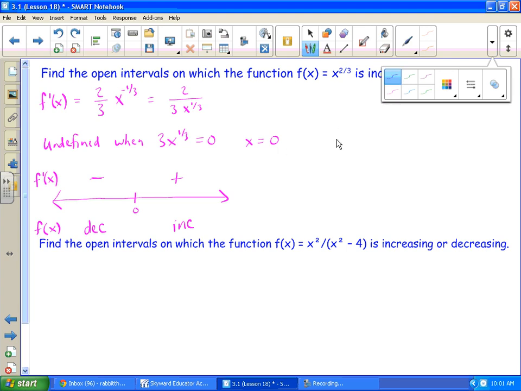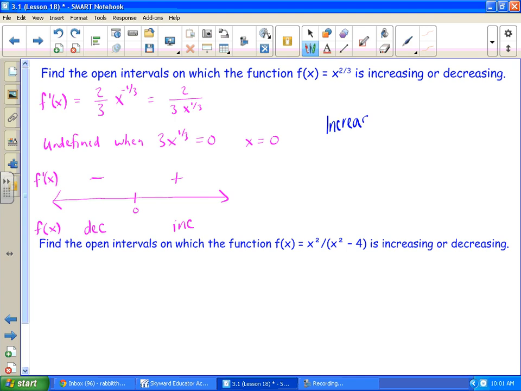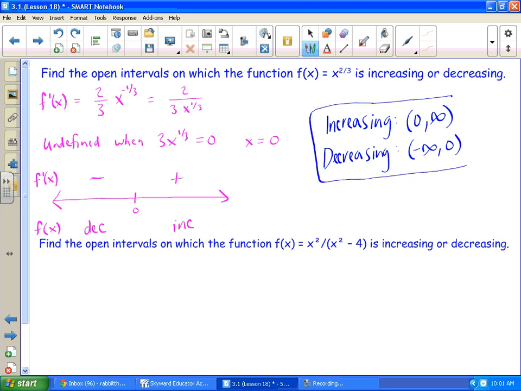So then we just go ahead and we write where it's increasing and decreasing. So increasing from what? 0 to infinity. And decreasing from negative infinity to 0. Good. Any questions?